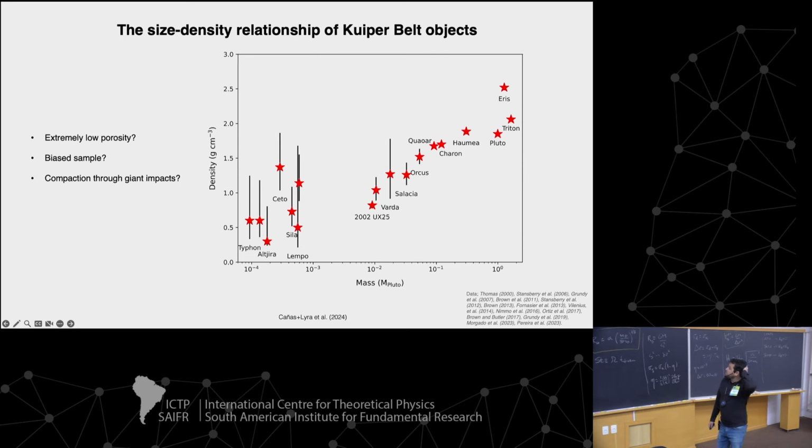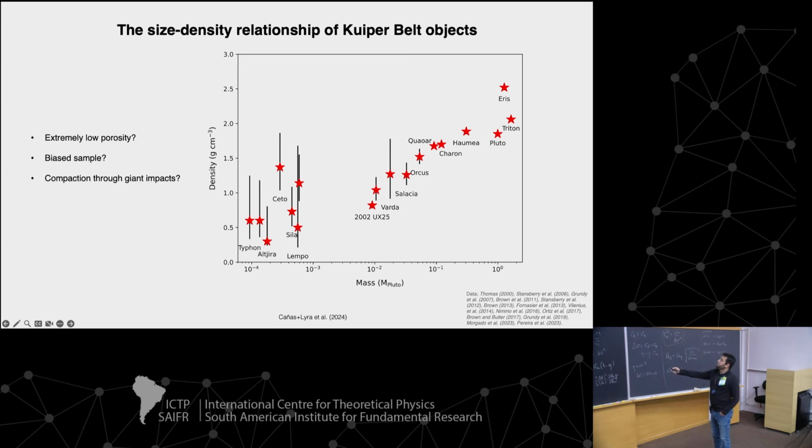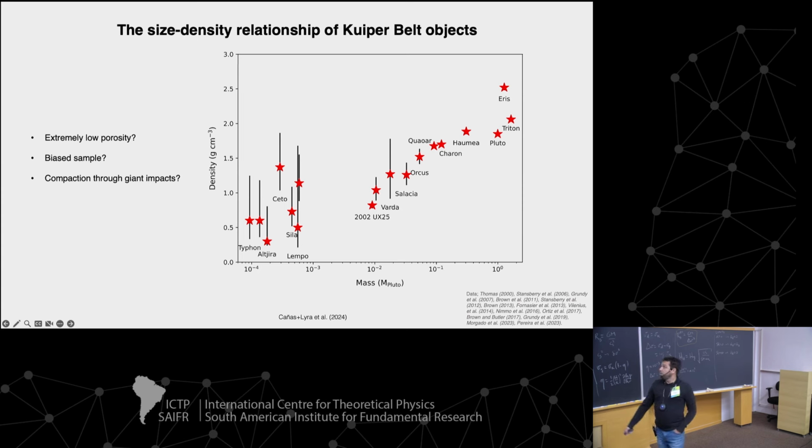So what is it that you're seeing here? You're seeing objects in the Kuiper belt. This is the mass here, and this is the density, right? These are small objects, the cold classicals. Most of the objects here are cold classicals. And here you have higher mass objects. You see that there is a bimodal distribution. You have small objects of low density, so small and fluffy.